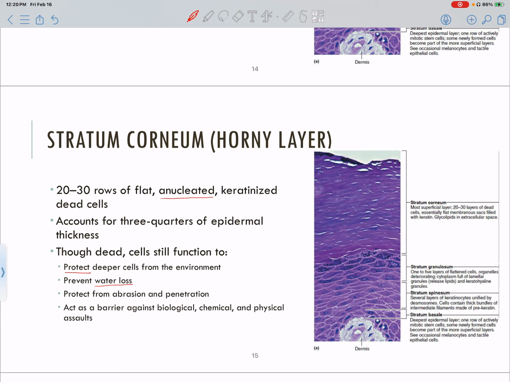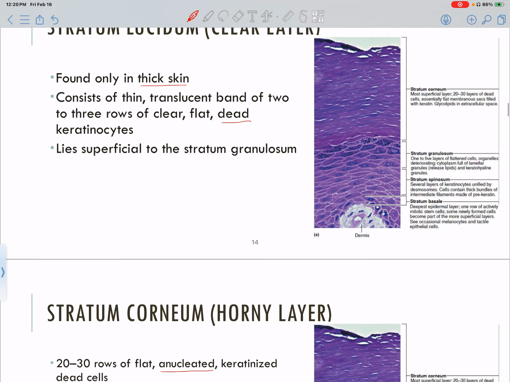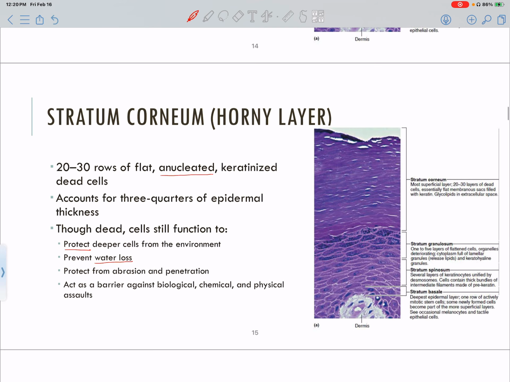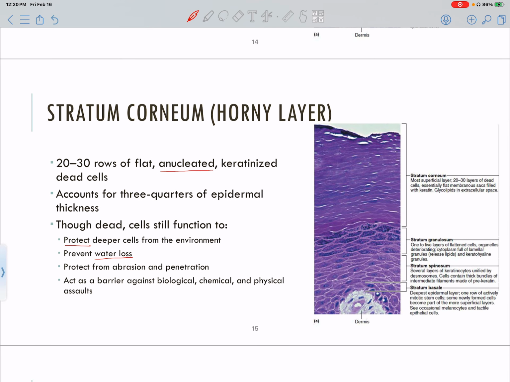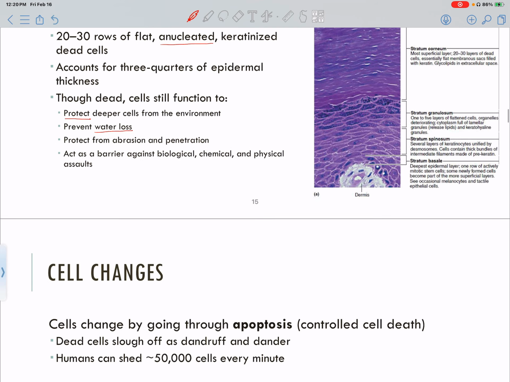Kind of have an understanding of their general functions, which ones are present in both thick skin and thin skin, and the 4 different types of cells that you can find, and in which layer of the epidermis these cells are predominantly found.